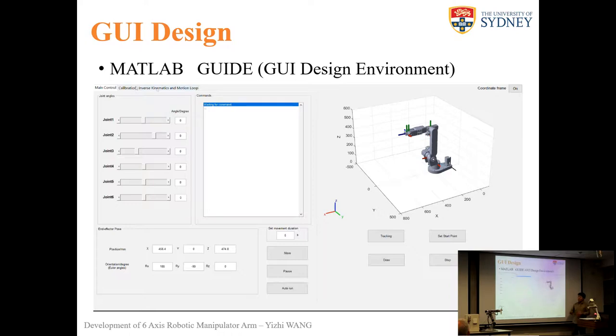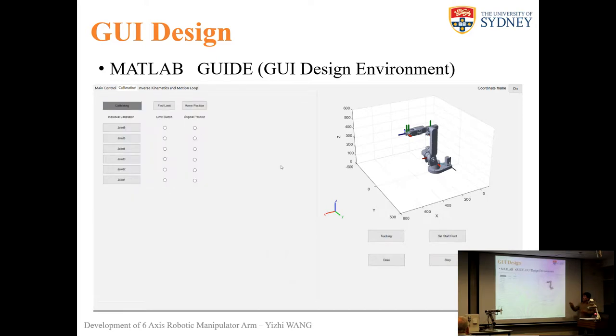As for the GUI design, the GUI is designed and programmed using MATLAB GUIDE, which is the MATLAB GUI design environment. It is a tool for creating GUIs using buttons and other basic components. There are three tabs in total. The first tab we need to use is the auto-calibration to enable all the joints to find their limit switch and return back to the original position. The radio buttons here indicate the process.